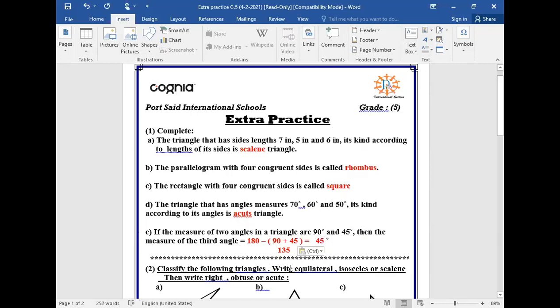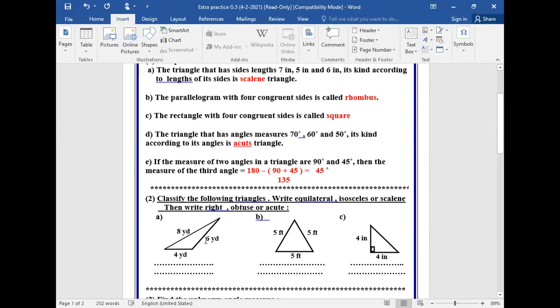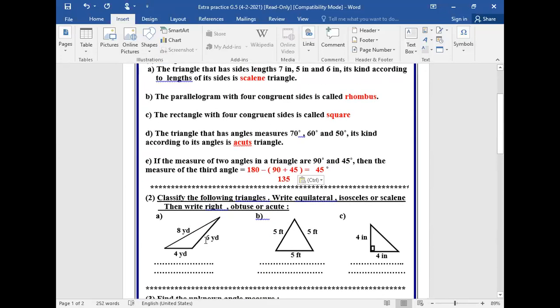Okay, thank you. The second exercise, classify the following triangles. Write equilateral, isosceles, or scalene, this according to sides, and then write obtuse or acute, this according to measure of its angles. The first triangle. Yes, Malak. What is the kind of the first triangle according to length of its sides?